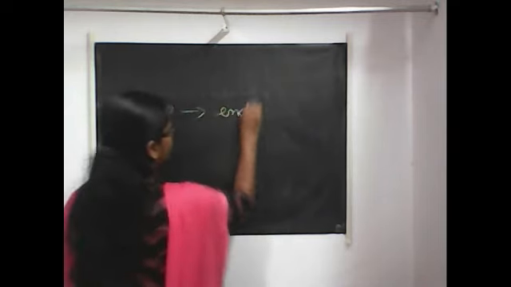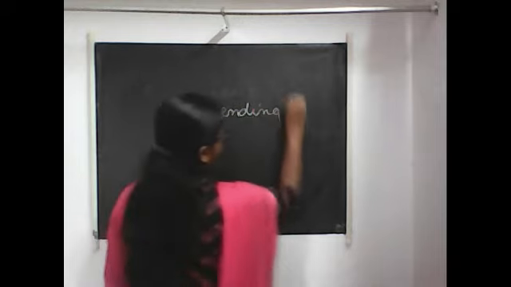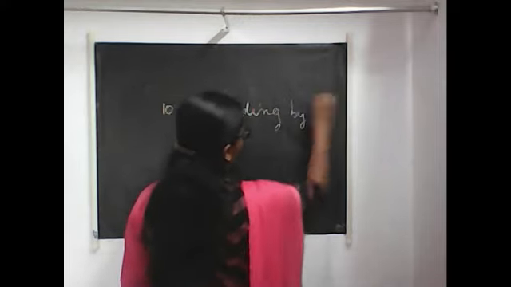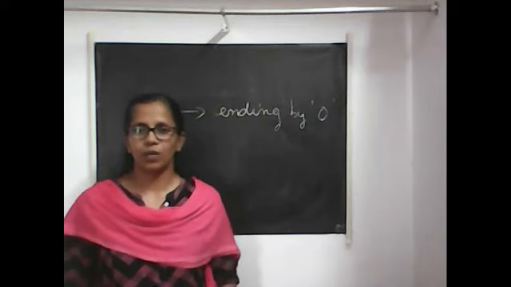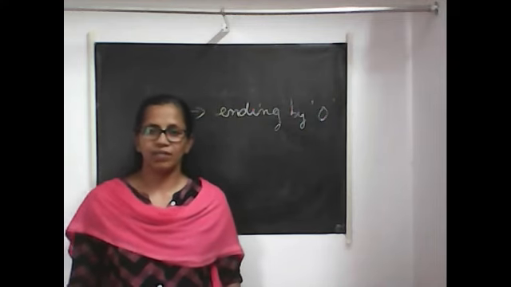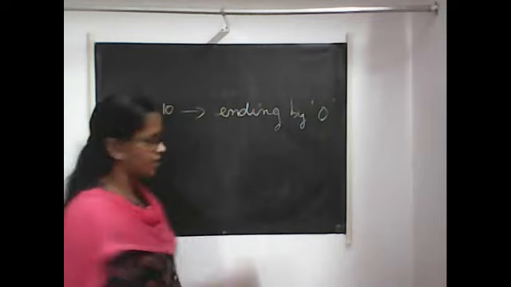Ending by 0. If the given number is ending by 0, that is, the ones place digit is 0, then the given number will be exactly divisible by 10. Let us see with an example.